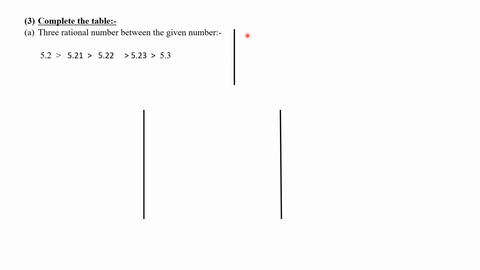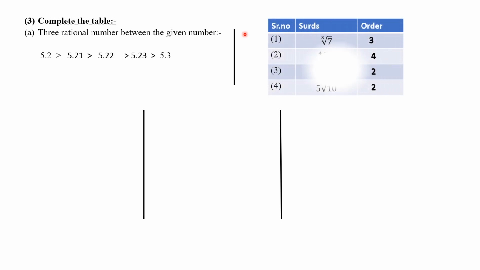Now students, in part B, what is given? Complete the table. You have to write the order of the surd. First one, cube root of 7. Can you see here the order is 3? So you'll write down 3. Second, fourth root of 10. What will be the order? 4. Here it is given under root 39. No number is written, as you know, it is a quadratic surd. Its order is 2. And the fourth one, 5 into under root 10. Here also the order is not given, so it is a square root. So its order is 2.